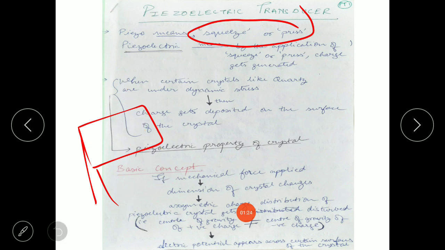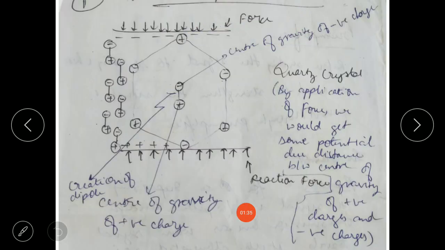So what is the basic concept? Why does the charge get generated when such crystals are pressed, or when a force is applied on such material? What happens? These piezoelectric materials have asymmetric charge distribution. Initially the center of gravity of positive charge and the center of gravity of negative charge coincide with each other. They are exactly at the same point.